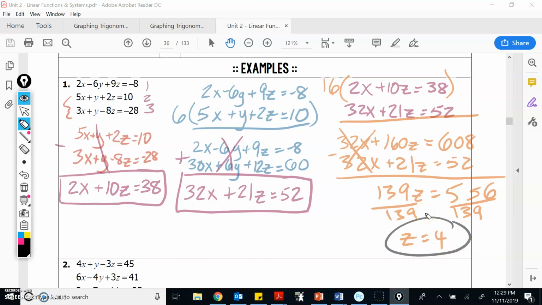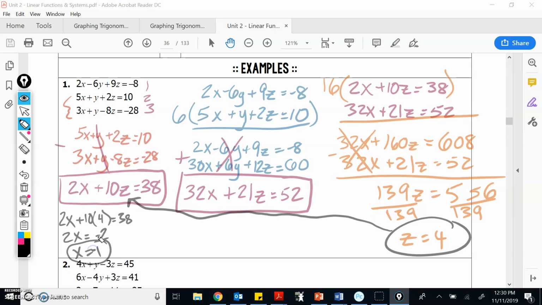We need z, we need y, and we need x. So now we have to use substitution. I'm going to plug z in, not for that z, but for the z over here, because they just have smaller numbers. This is going to let me solve for x. 2x equals, I'm going to subtract the 40 over as well, just for the sake of space. So we get 38 minus 40, which is negative 2. So x is going to be negative 1.